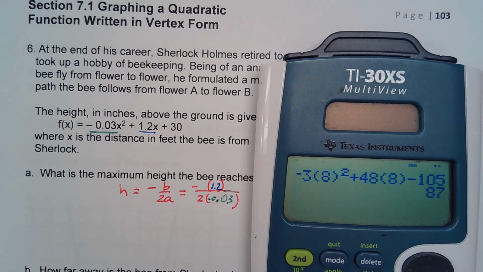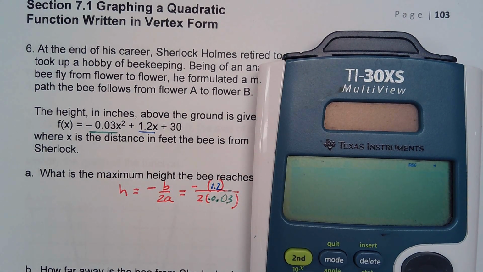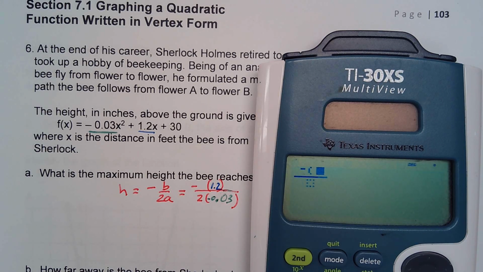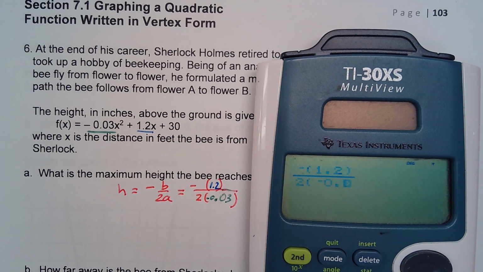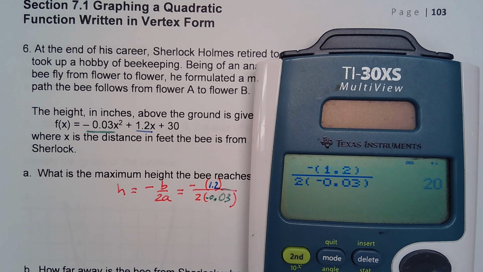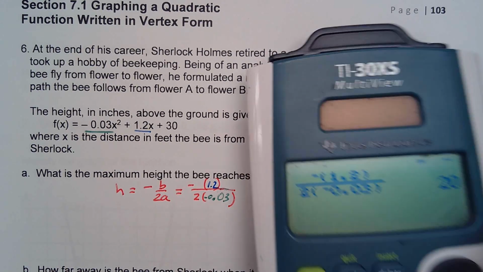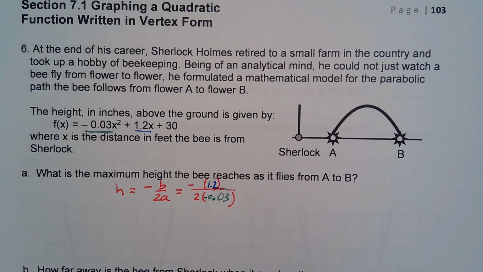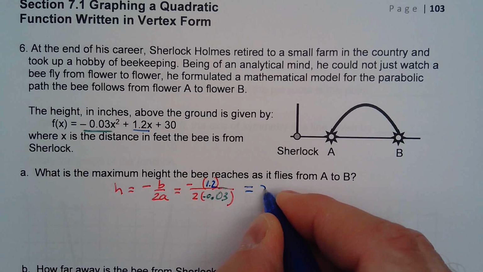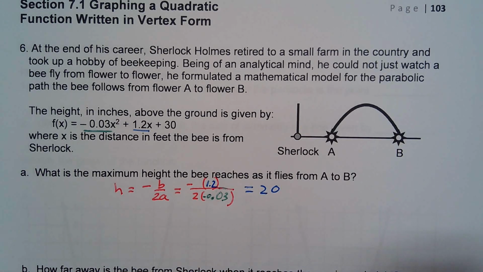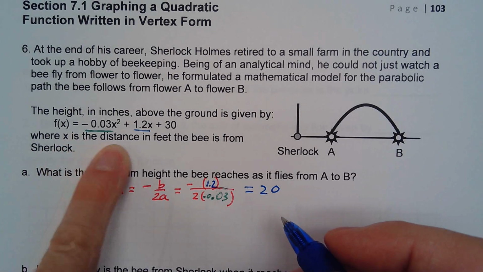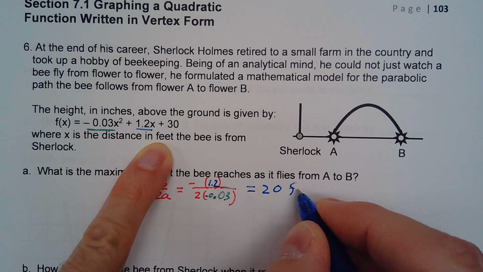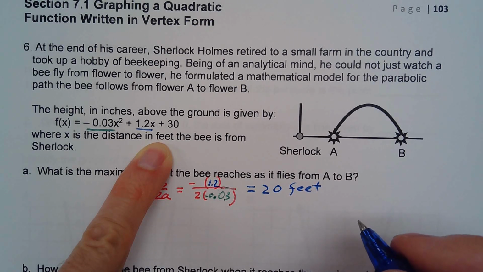All right, so let's go ahead and put this in our calculator. So we get 20. So h would be 20. And remember, h corresponds to the x value. So that would be 20 in distance in feet from Sherlock.